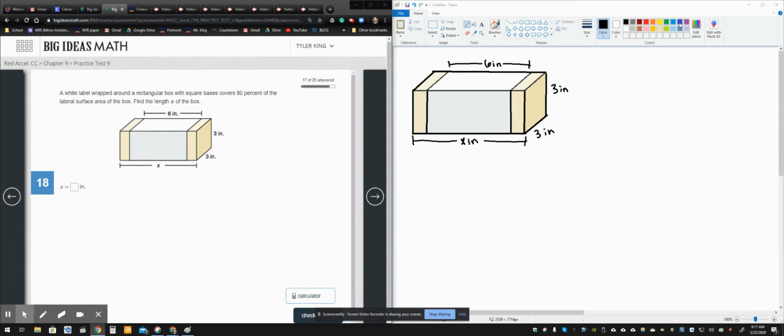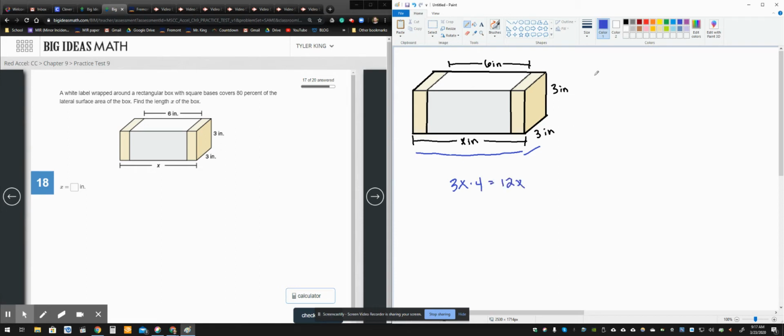Okay, number one, we're looking for the lateral surface area, so we're only looking for the area that goes around the sides. We're not including the bases here. So to find the lateral surface area, we find the area of each side. We take the box, which is x inches long, and times it by 3, so we have 3x, and we have 4 sides that are all that same length, so we're going to times that by 4. So we end up with 12x.